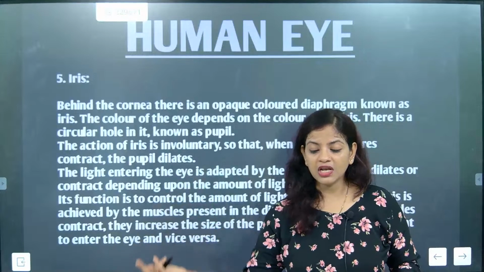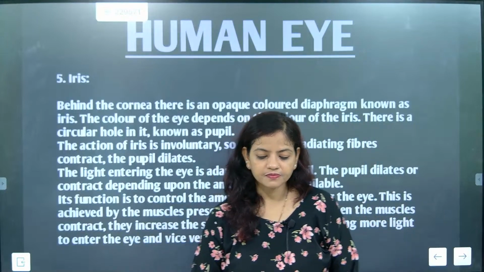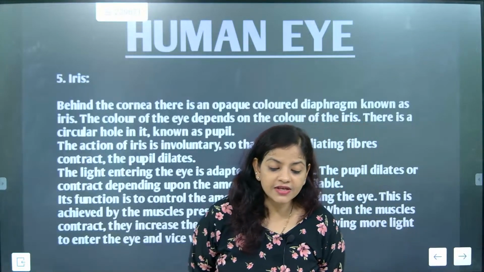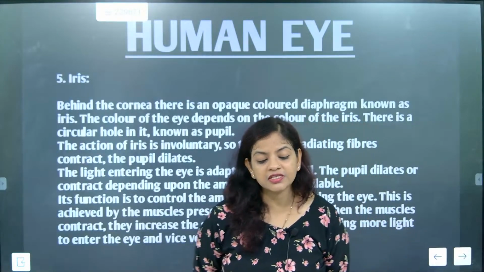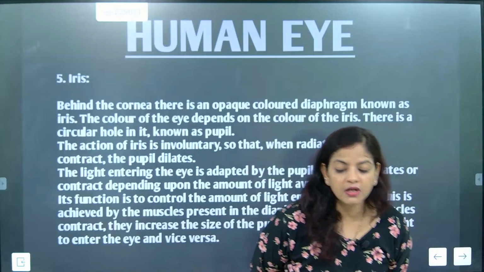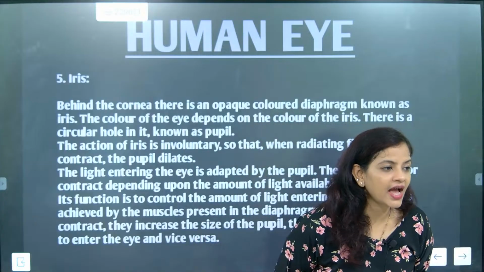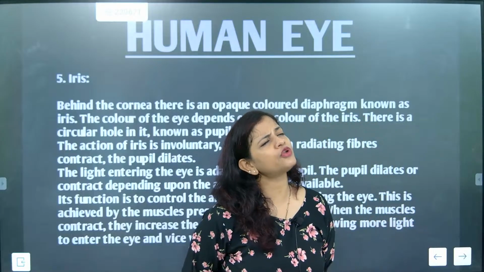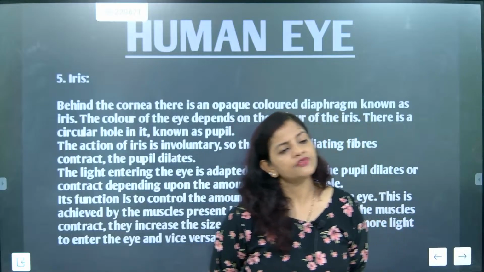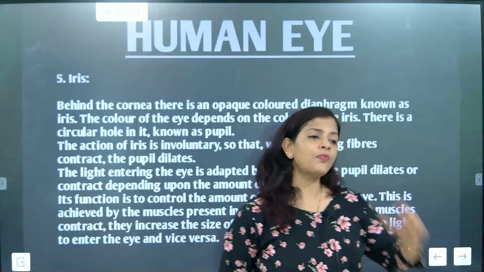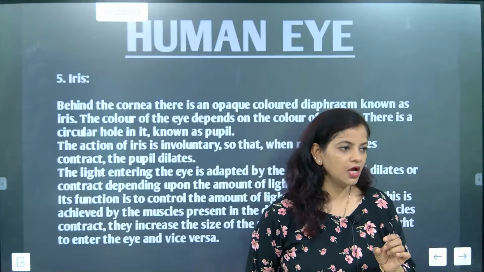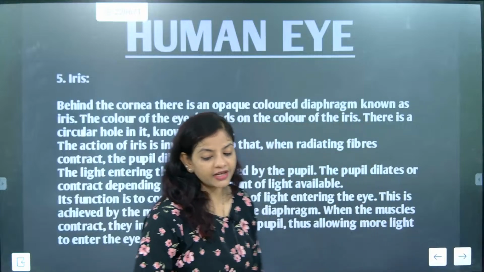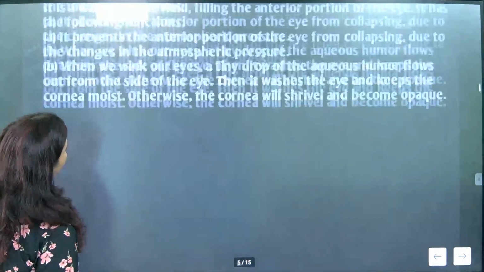Iris and pupil. What are the two things? Now we are going to talk about iris and pupil only. The opening of the eye is called the pupil, but the shutter is called the iris. Now, involuntary action, absolutely correct.